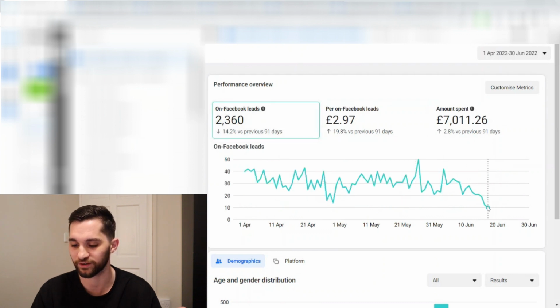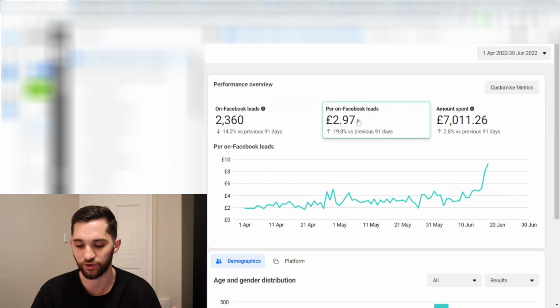So we were on about 10 leads per day towards the end of this campaign's life. At the start, we were on 40, 50 leads per day. Equally with the cost, the whole lifetime of the campaign, it was costing between £2 and £4 per lead. And then right at the end, it was up to, wow, £9.25, which is why we turned this off.